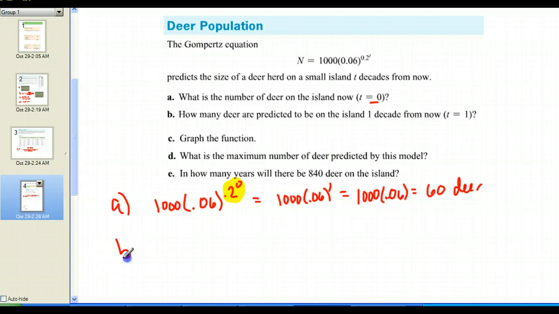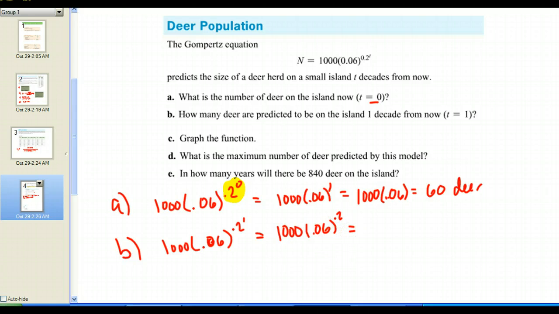Alright, part B says, how many deer are predicted to be on the island 1 decade from now, when t equals 1? Well, now just do the exact same thing we did in part A, 0.06, and now raise that to the first power. That's 1,000 times 0.06 to the 0.2 power.